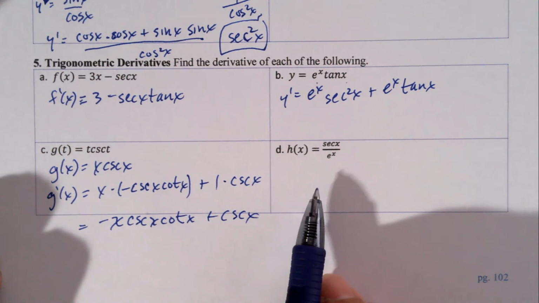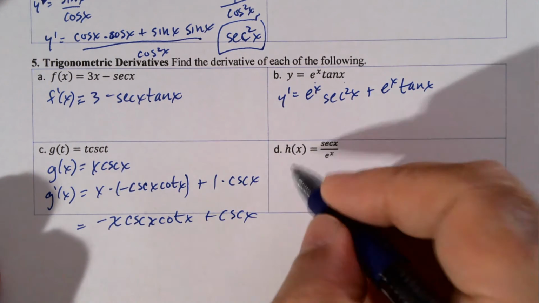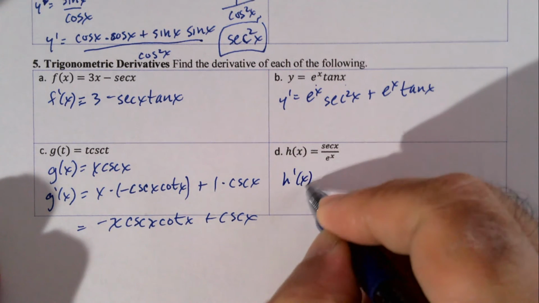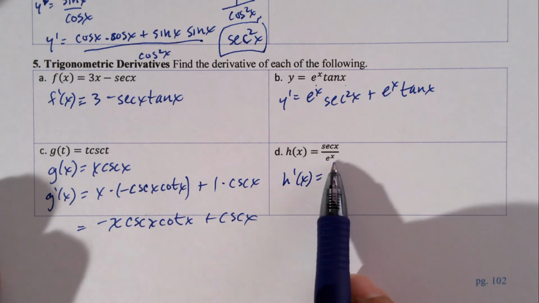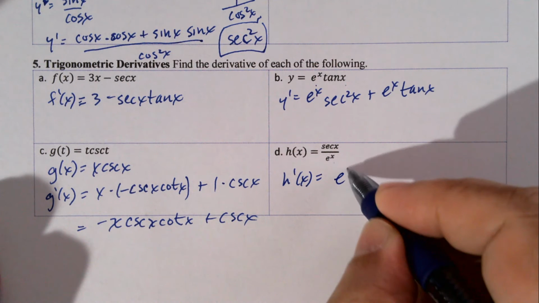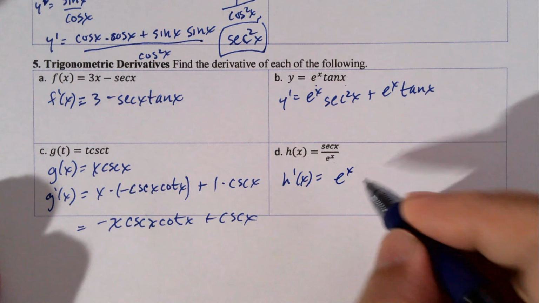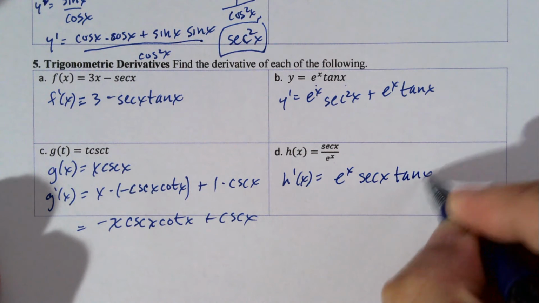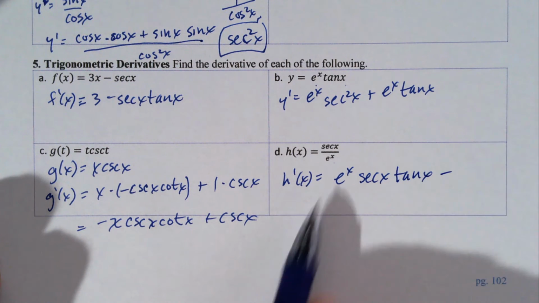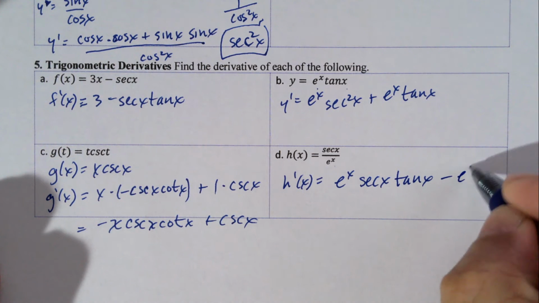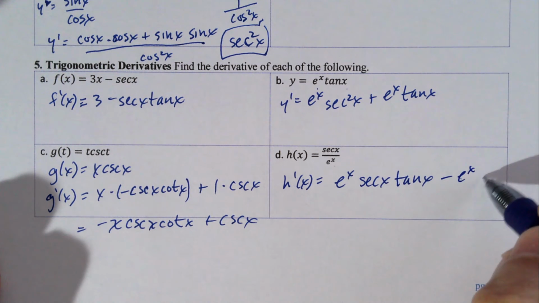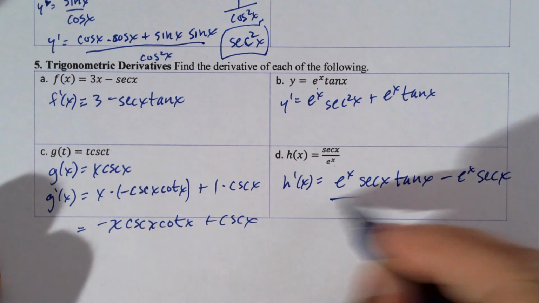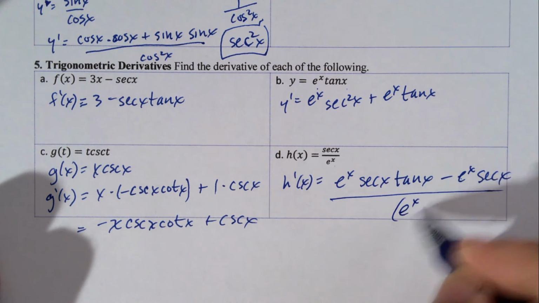D, let's just use quotient rule. Quotient rule for this, you bring the e to the x up, right? Bring up the denominator times the derivative of the numerator. Derivative of secant x is secant x tangent x, minus the derivative of e to the x, which is e to the x, times the numerator, which is secant x, all over e to the x squared.